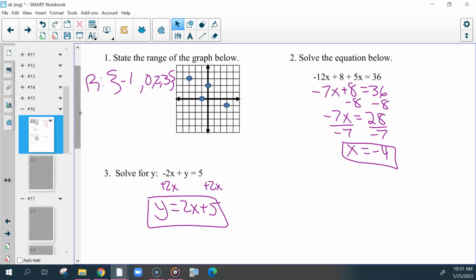16, the first thing you need to do was state the range. So you needed to list your numbers, least to greatest. -1, 0, 2, 3.